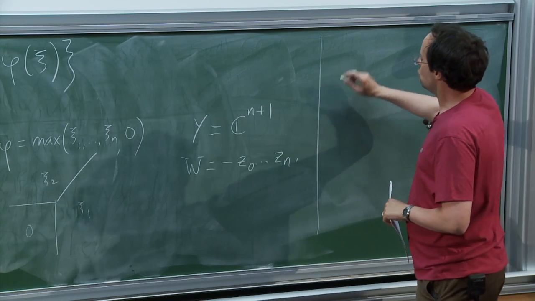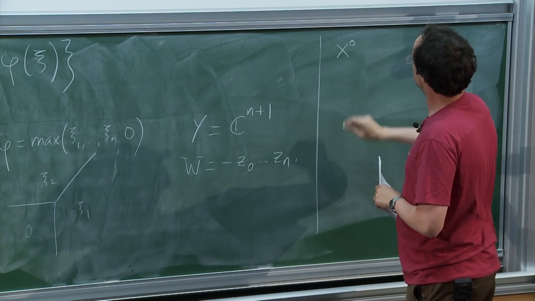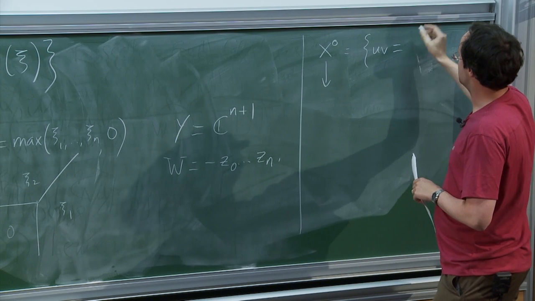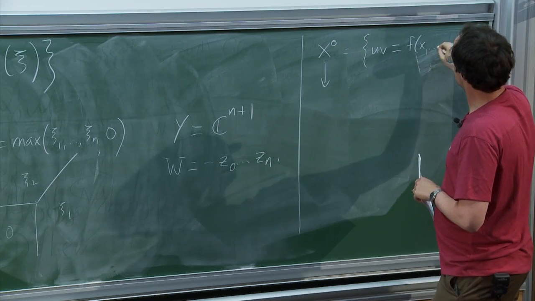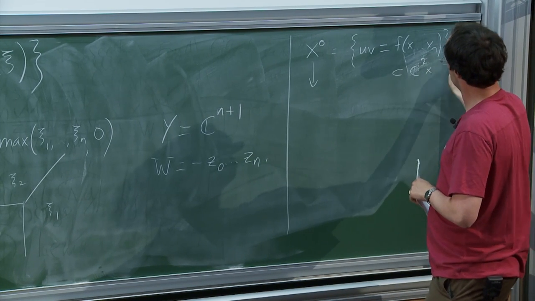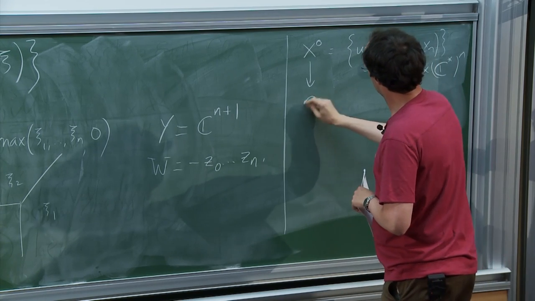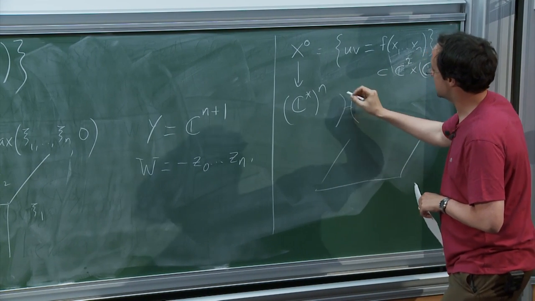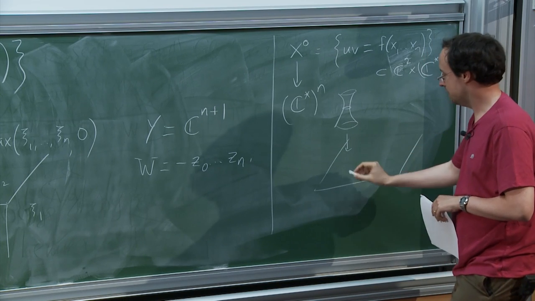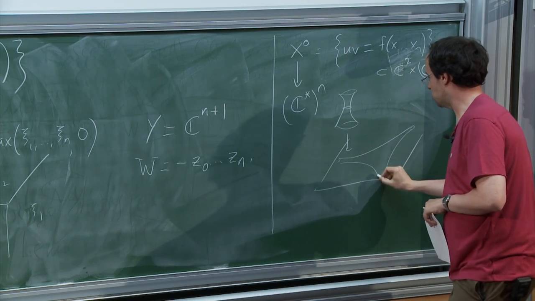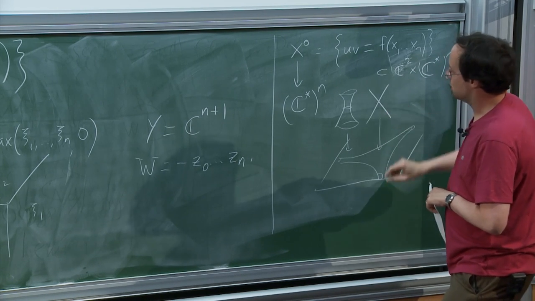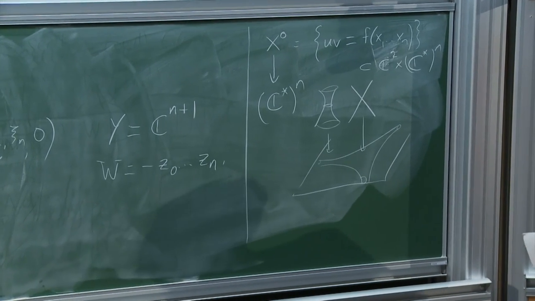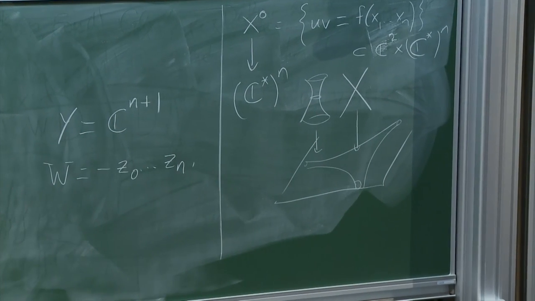So in fact, the simplest thing to look at, I will call X0, is the space defined by the equation uv equals f of x1, ..., xn inside C2 times C star to the n. That's a conic bundle over C star to the n with discriminant locus given exactly by H. So the typical fibers of this thing look like cylinders, but then above my pair of pants or whatever hypersurface I have, these cylinders degenerate to unions of lines. So this is conveniently a nice Calabi-Yau manifold, and it carries nice Lagrangian torus fibrations.